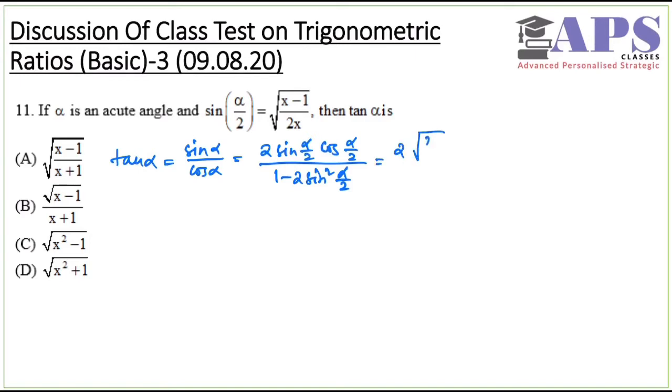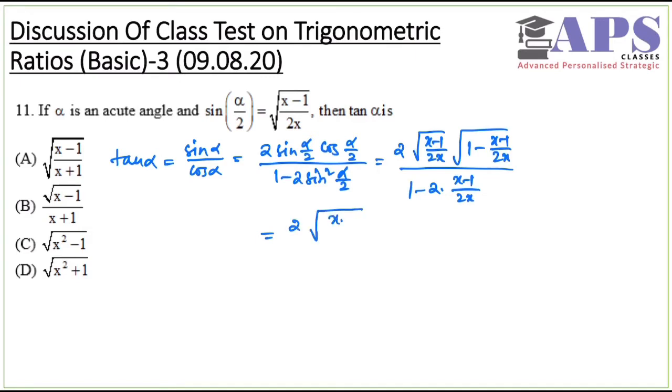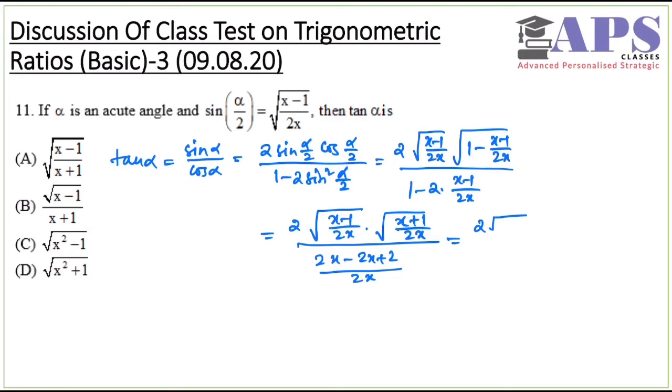2 root over x minus 1 by 2x, cos is root over 1 minus x minus 1 by 2x, divided by 1 minus 2 into x minus 1 by 2x, because there is a whole square. So now this is giving us 2 into root over x minus 1 by 2x, and here root over 2x minus x, that is x plus 1 by 2x, and here I am having 2x minus 2x plus 2 divided by 2x. So that is giving us 2 root over x square minus 1 divided by 2x whole divided by 2 by 2x. So I am getting root over of x square minus 1 for tan alpha. So option C is correct here.